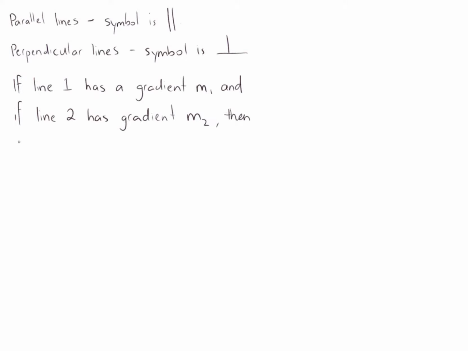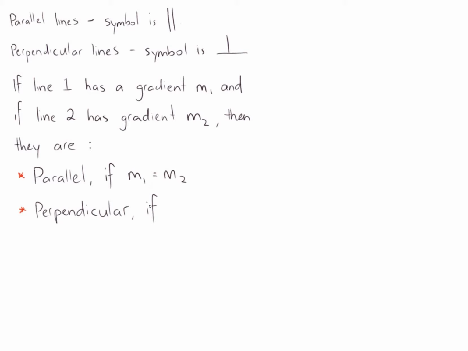So if we've got two lines, they've got gradients m1 and m2, then we can look at if they're parallel or if they're perpendicular based on the following. So these two lines are going to be parallel if their gradients are equal. Right? So if m1 is equal to m2. However, the two lines will be perpendicular if something else happens, and we'll get to that in a sec.